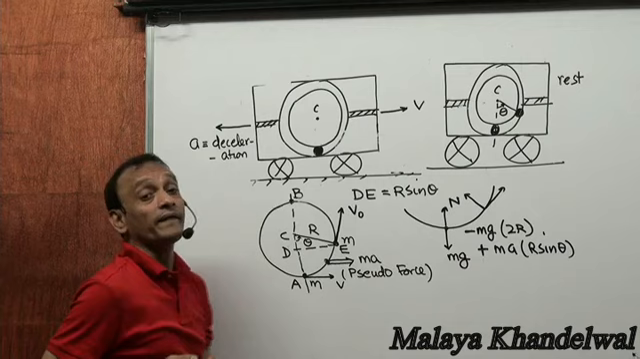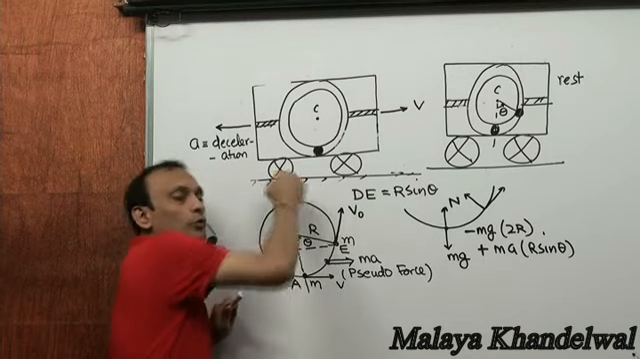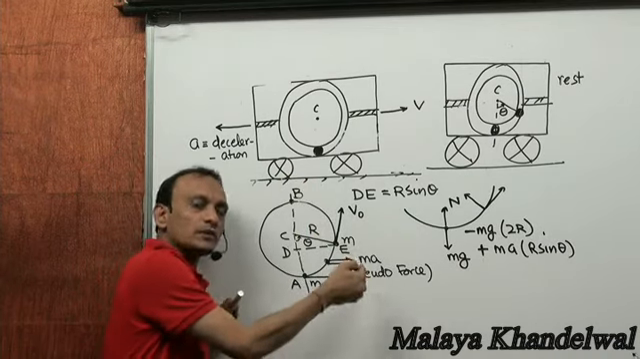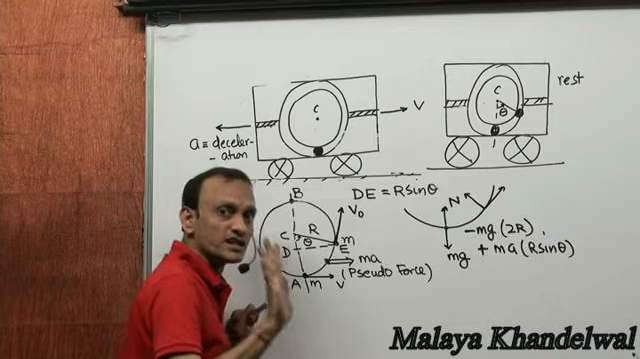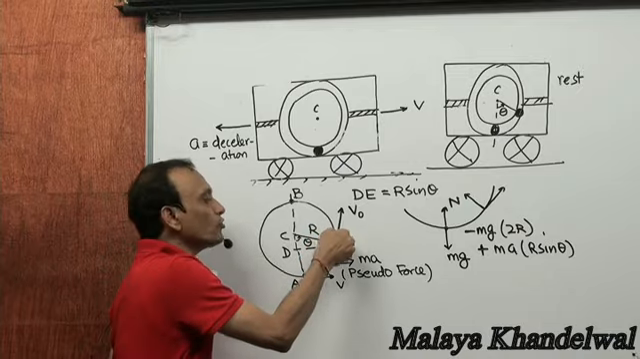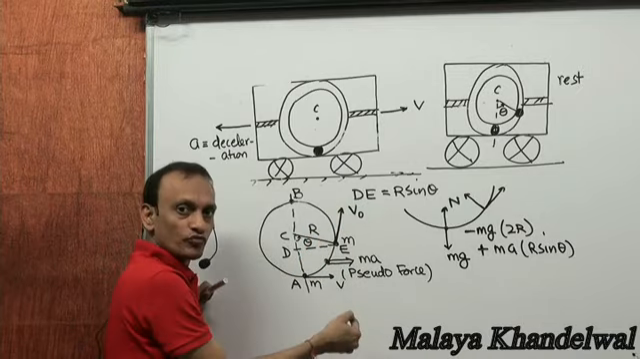Right? And from E to B, there is no more pseudo force. The whole system has come, the trolley has come to rest. There is no more acceleration. There is no more retardation. And therefore, from E to B, there is no more pseudo force.